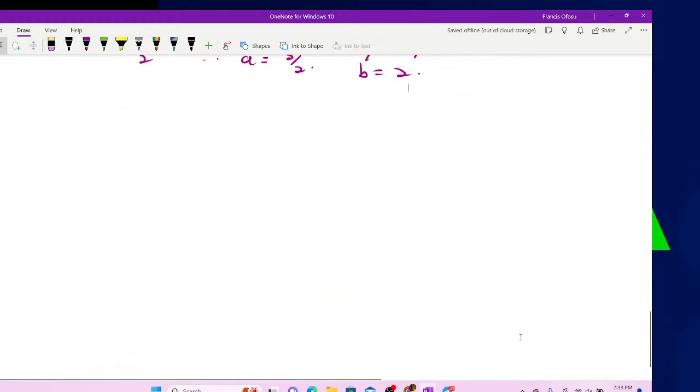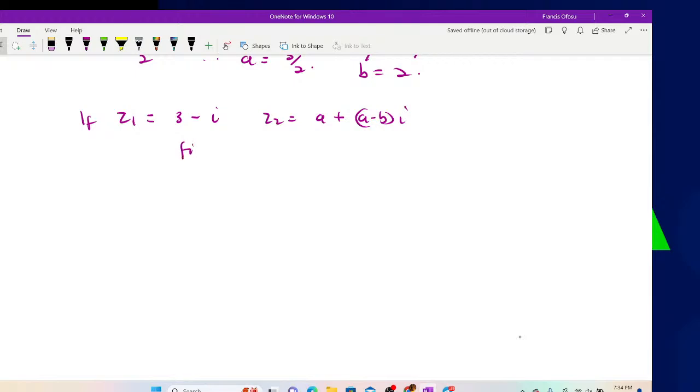So this is a simple scenario of equality of complex numbers. Let's see another one. So if z1 is equal to 3 minus i, z2 is equal to a plus (a minus b)i. Find a and b if z1 is equal to z2. So we have been given z1 to be equal to 3 minus i, z2 to be equal to a plus (a minus b)i. The question is, find a and b if z1 is equal to z2.